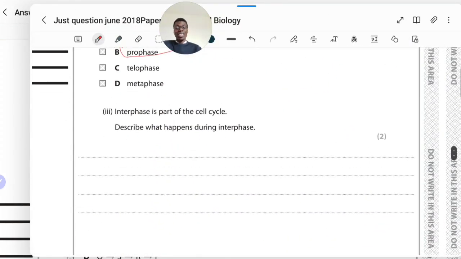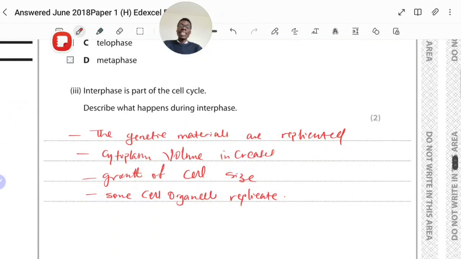Interphase. Here, the genetic material is replicated. That's what really happens during interphase. Cytoplasm volume also increases. There's growth of cell size. That's what happens during interphase. Then some cell organelles replicate too, like mitochondria will become doubled, as it were. But genetic material, so what does that mean?